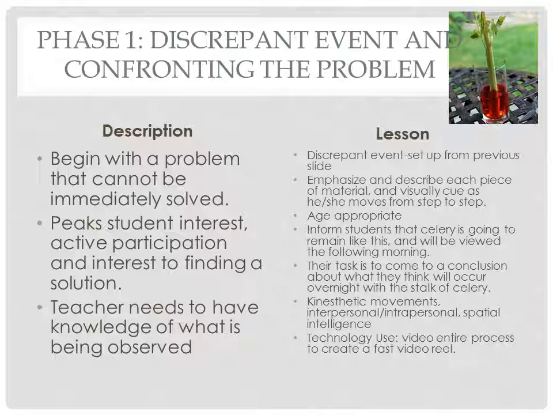So the discrepant event or motivation of my lesson will be just like the setup that I talked about in the previous slide. The teacher will begin by having students come to a common area where all of the materials are visible. Teacher will fill the jar with water, dropping food coloring in, trim the celery, place the celery in the water, and move it to a location by a window.